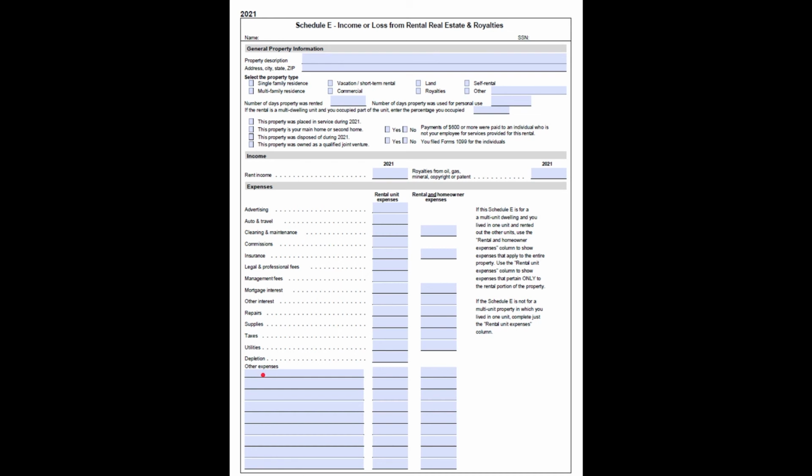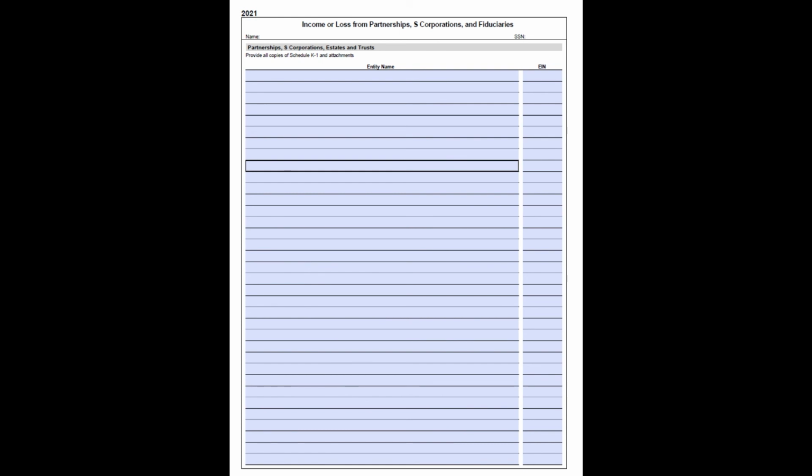Income or loss from partnerships, S corporations, and fiduciaries. This is going to be a listing basically of your K-1s. So what we're looking for is the entity name and EIN of the partnership or S corporation at the top of the K-1. So you'll provide that information so that we can make sure we have all of the K-1s you've provided and report that information for you.